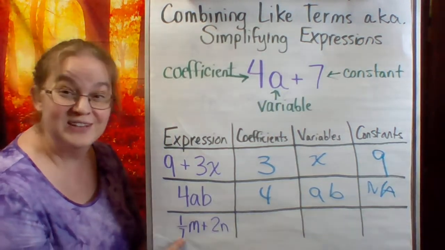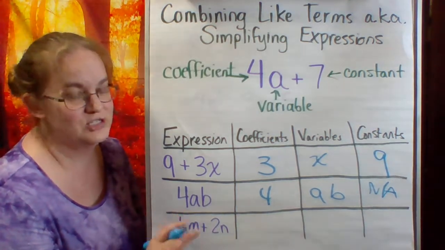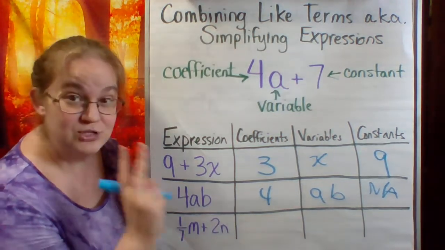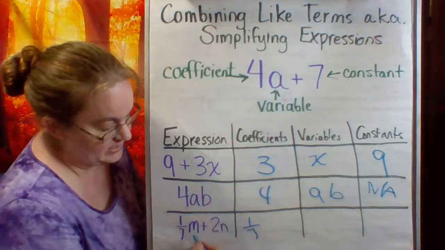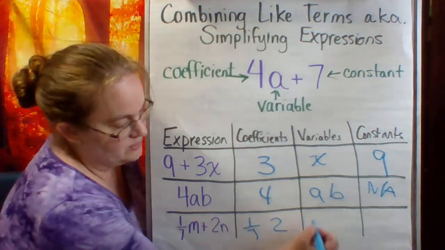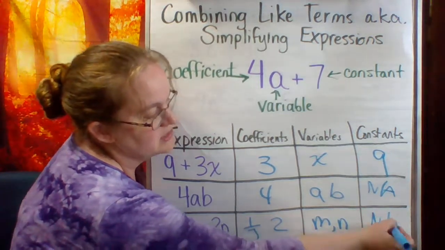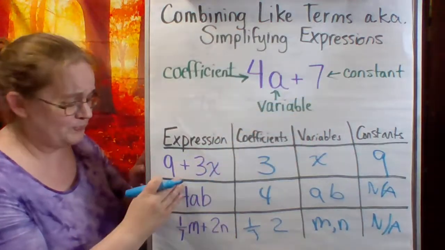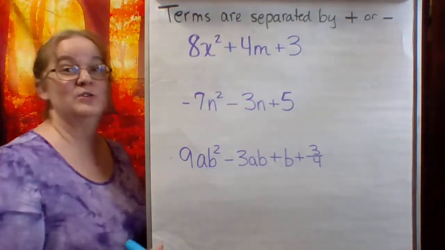Okay. If I look at this question, I've got 1/7 times m. Ooh, fraction. Doesn't change anything. 1/7 times m plus 2n. So I actually have two coefficients, 1/7 because it's being multiplied by m, and 2 because it's being multiplied by n. And then I have two variables, m and n. And again, I didn't have a constant because I didn't have a number by itself like I did up here or up here.